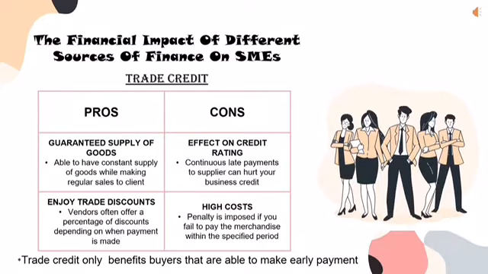Vendors often offer a percentage of discounts depending on when payment is made. This can minimize costs. The drawback of trade credit is it can affect credit rating. Continuous late payments to suppliers can hurt your business credit. This will make it difficult to obtain debt in case of need. It may also be high cost. A penalty is imposed if you fail to pay for the merchandise within the specified period. The later the payment, the higher the penalty rate. Rather than saving, we incur more costs.